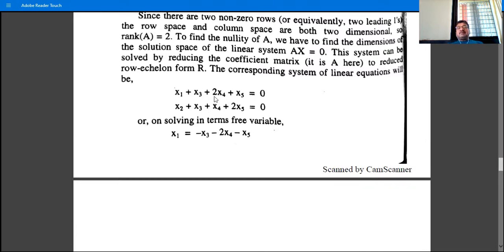In this example, what happened? There are 5 unknowns and two equations, so the difference is 5 minus 2, that is 3. So we had to assign 3 unknowns, and therefore the nullity of A is 3. If you assign 2 unknowns, then nullity is 2. If you assign 1 unknown, then nullity of that matrix is 1. And if you assign no variable, that is, after rewriting the equation the number of equations is equal to the number of unknowns, then the nullity of the matrix is 0.